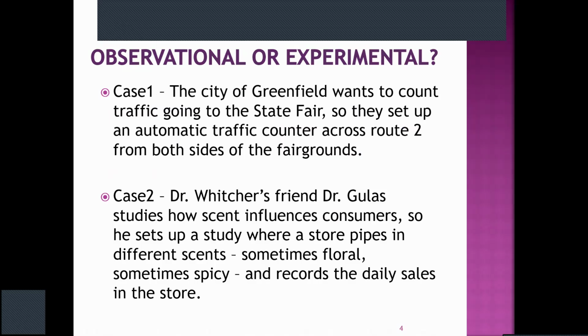So here are a couple of examples. In case 1, the city of Greenfield wants to count traffic going to the state fair, so they set up an automatic traffic counter across Route 2 from both sides of the fairgrounds. In case 2, Dr. Witcher's friend Dr. Goulis studies how scent influences consumers. So he sets up a study where a store pipes in different scents, sometimes floral, sometimes spicy, and then he records the daily sales in the store. So think about which one of these is experimental and which one of these is observational.